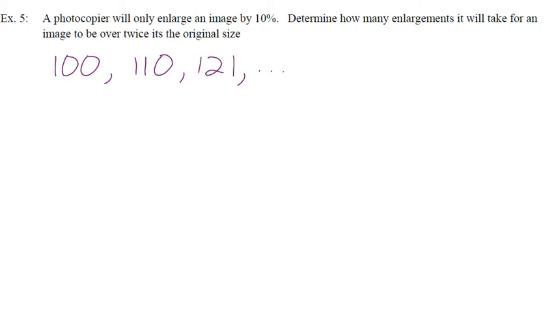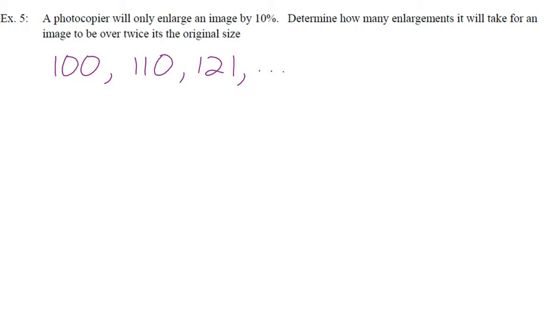Okay, so in this case, we're dealing with percent of the original size, right? 100%, 110%, multiply that by 10. Is that right? No, is that right? 110 times 10? Wait, do it. Or 110 times 1.1? Yeah. Oh, that's right, because you multiply by 1.1.